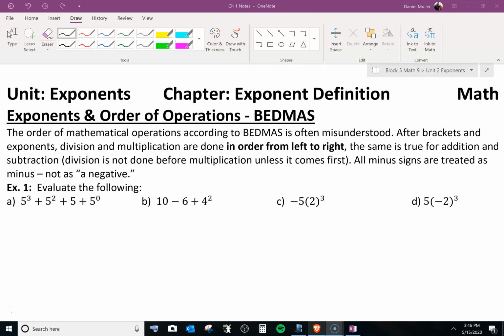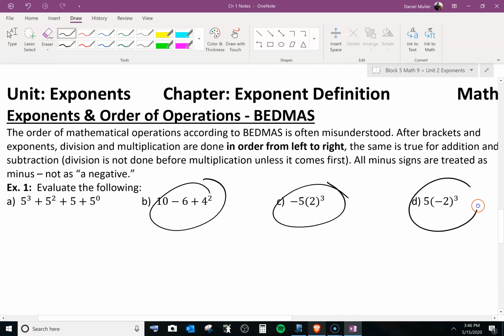Exponents and order of operation. So now we're going to use exponents when we're dealing with simplifying an expression. So these are all expressions. There's no equal sign, so we're not solving anything. We're not trying to find what x equals.